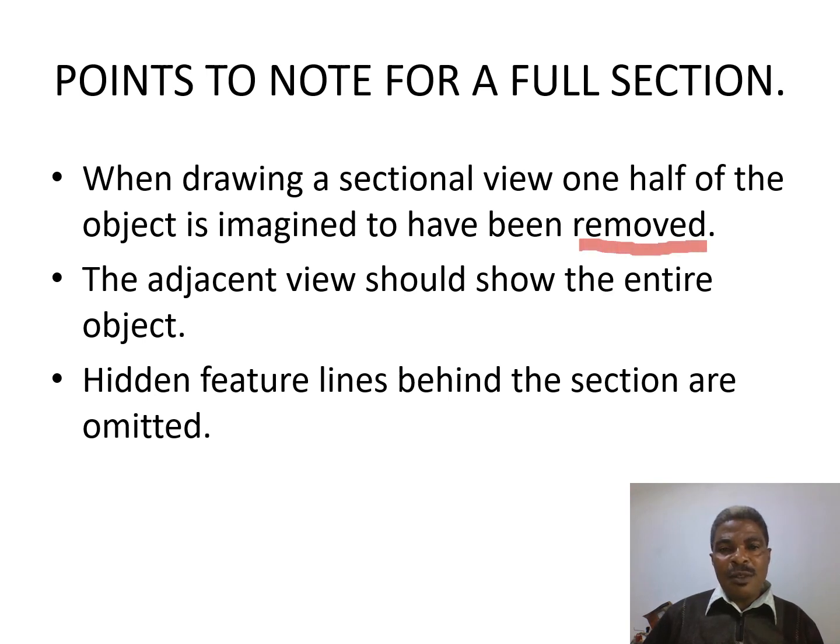So the adjacent view should show the entire object. So even the hidden feature lines behind the section are omitted. They are not inclusive. When we are drawing a full section, we do not include the hidden features.